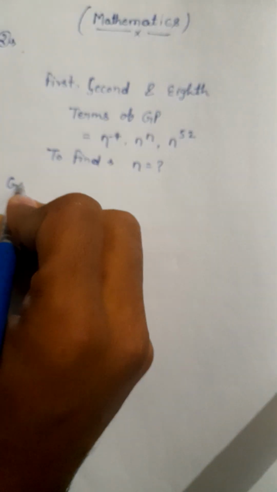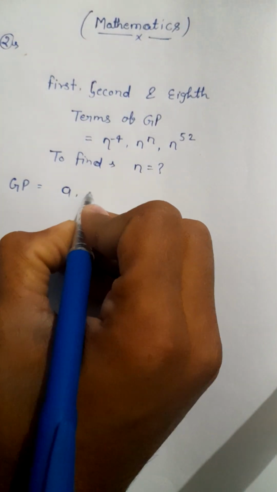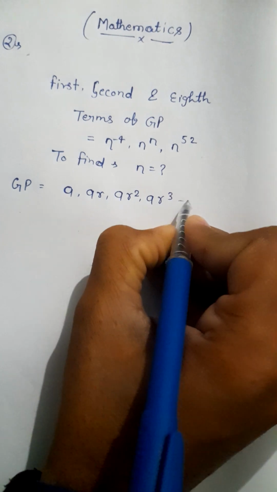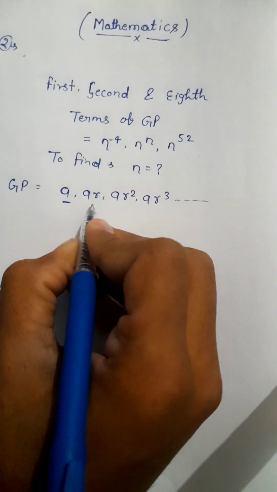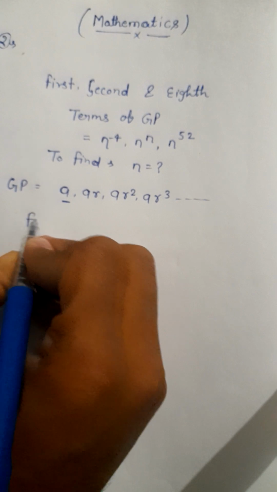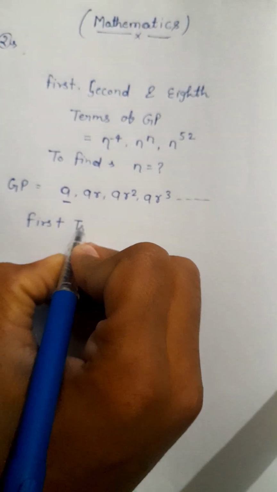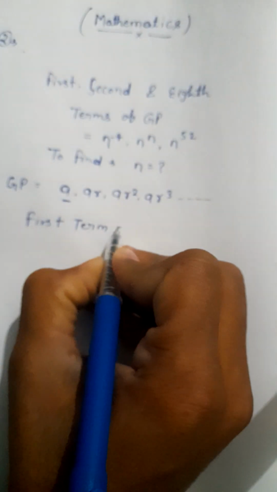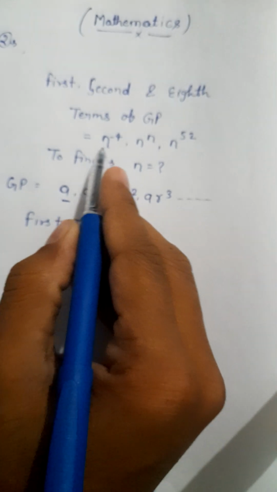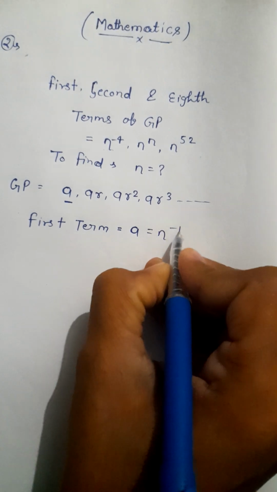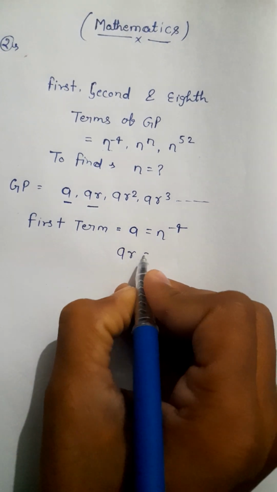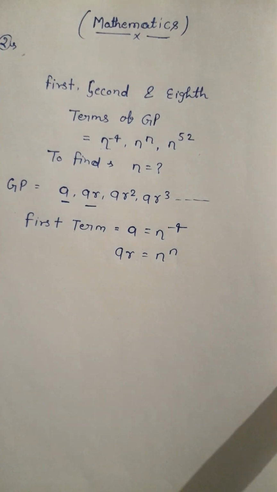You know that a GP is of this type: a, ar, ar square, ar cube, and so on, where a is the first term and r is the common ratio. So now you can easily see that the first term is equal to a, and that is given to you as n to power -4, and the second term is ar, which is equal to n to power n. This is also given to you.